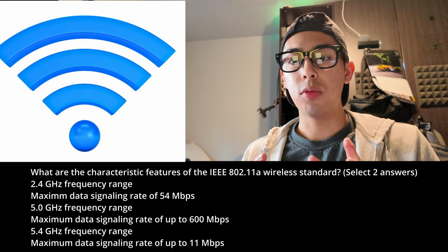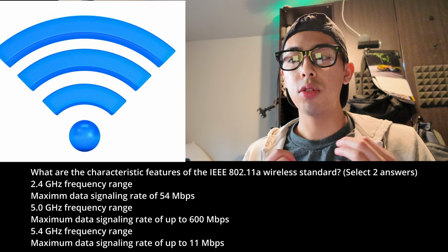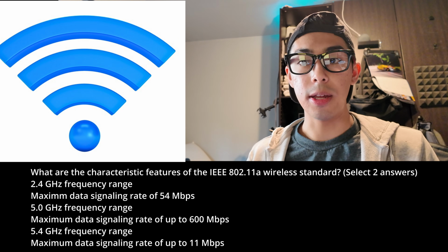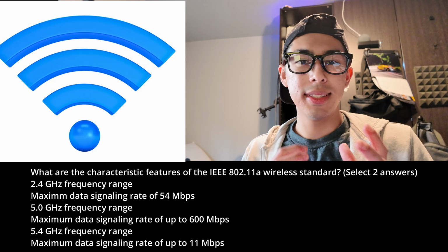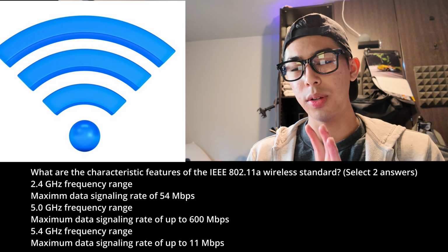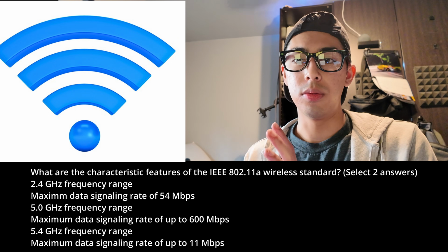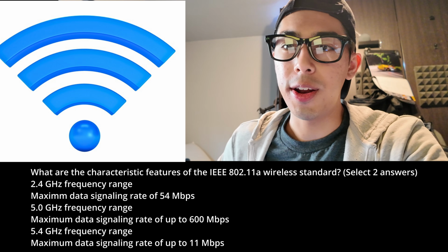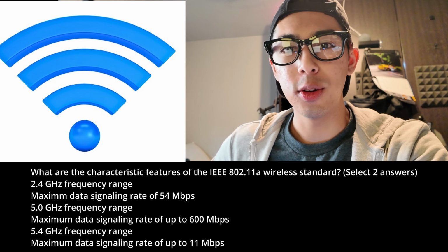The maximum data signal rate of 600 megabits per second is going to be reserved for 802.11n and 802.11ac. The 5.4 gigahertz frequency band is not really used. We only really use the 5 gigahertz frequency band, so that's also not going to be our answer. That's just 5 gigahertz frequency band and maximum data signal rate of 54 megabits per second for IEEE 802.11a wireless standard.